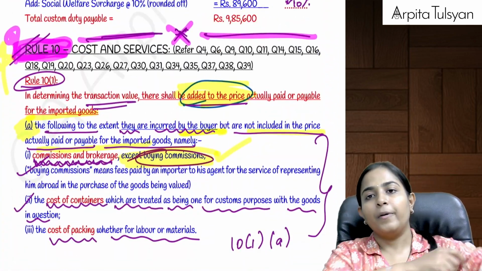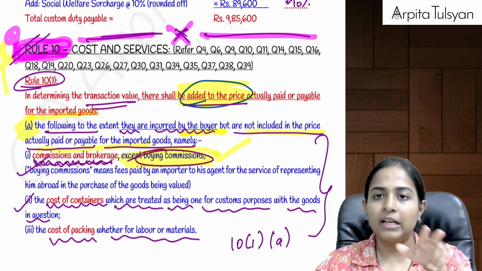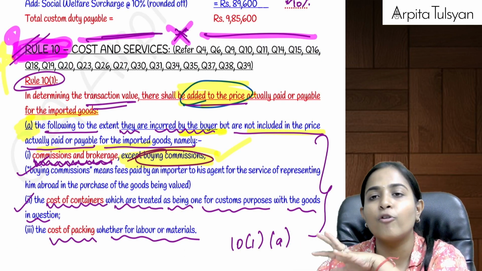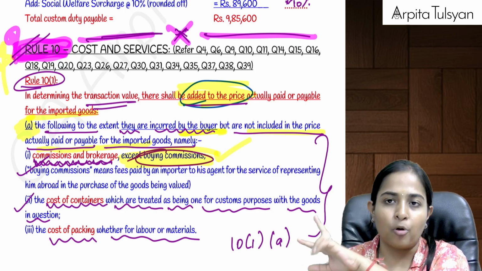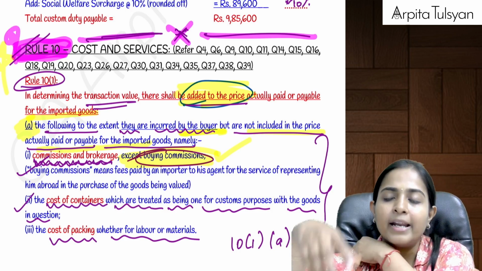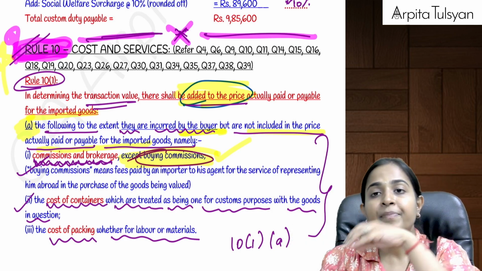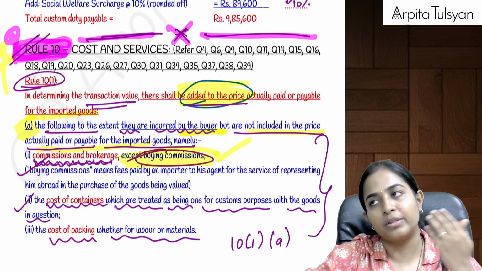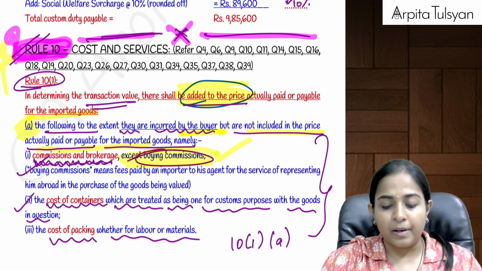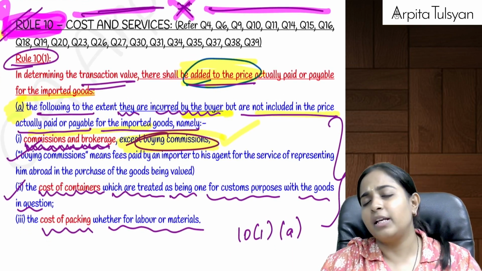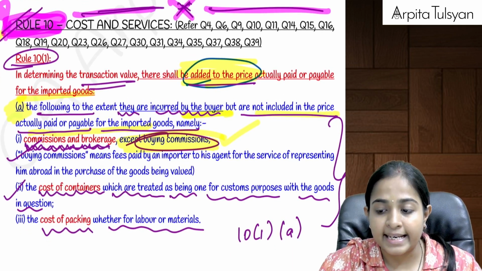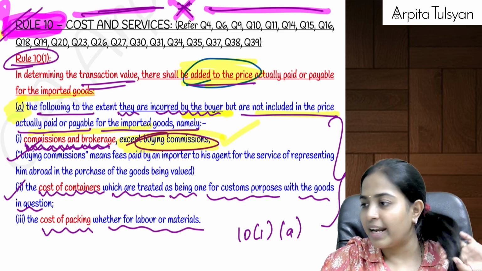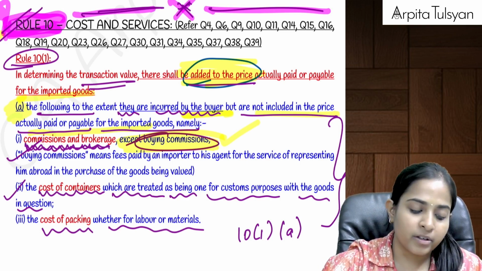Right now, rule number 6 said that go and follow rule number 7, rule number 8, or otherwise in the sequence. Now before going on to rule number 7 and 8, let's take up rule number 10 first, so that things will become very, very simple. Rule number 10 is very, very important. Rule number 10 says that whatever transaction value you are taking, you are required to do certain adjustments.